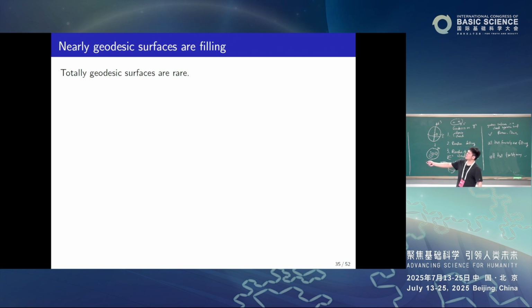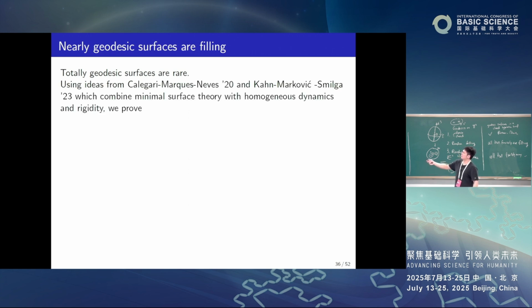And because total geodesic surfaces are rare, and using the idea from Calegari, Marques, Neves, and Karl Smilga, those two papers I spent 9 months reading, and I benefit quite a lot from reading them. They combine minimal surface theory with homogeneous dynamics and rigidity. This paper used Ratner's theorem and defined this minimal surface entropy, and they give a new proof of Mostow rigidity. And this paper studied the average measure induced by all of your nearly geodesic surfaces and asked some interesting questions, which help us better understand topology and geometry.